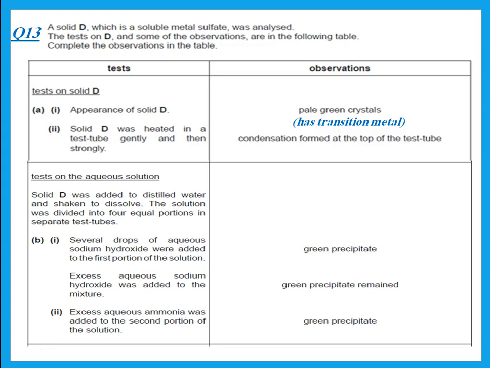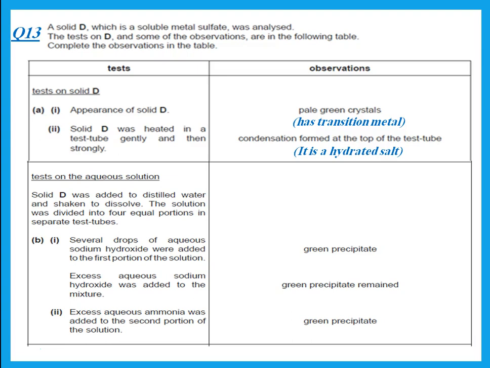Again, when I heat the test tube with the solid and I get condensation formed at the top of the test tube, we said this means it is a hydrated salt or it has water of crystallization. Then he did tests on the aqueous solution. So you should realize that the aqueous solution is the metal sulfate that we're talking about.